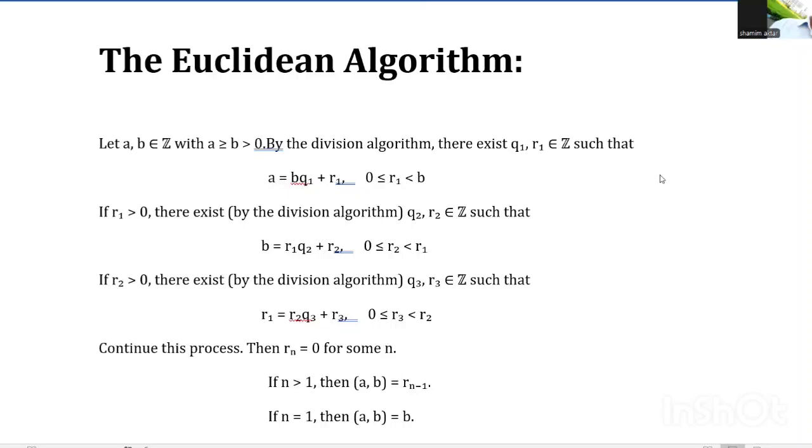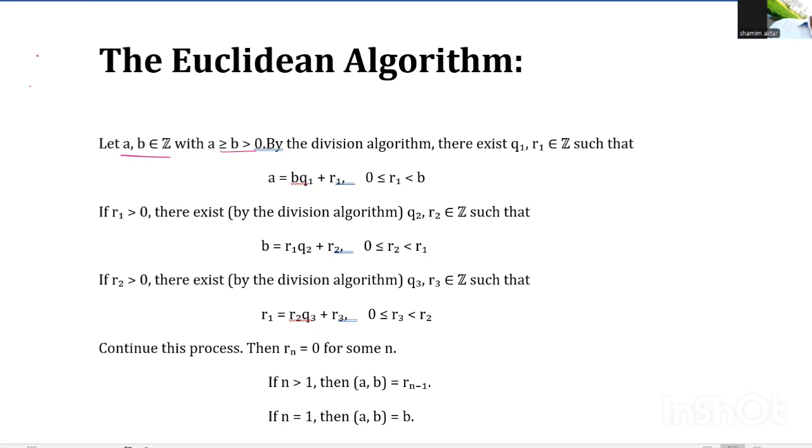Today we will discuss the Euclidean algorithm. The Euclidean algorithm says that for integers a, b belonging to Z, where a is greater than or equal to b and b is greater than 0, by the division algorithm this is written as: there exist q1, r1 belonging to Z such that a equals b times q1 plus r1.